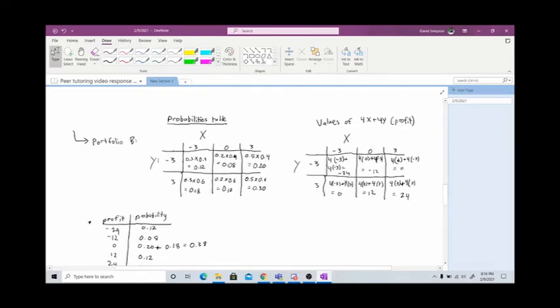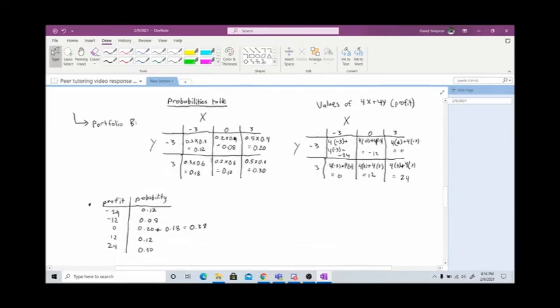And I did this for every one of the cases. For x to be 0 and y to be -3, I multiply the probabilities of each of those events together since they're independent, and I get 0.08. I did the same thing for all of these cells. And so each of these cells represents one possibility and the associated probability of that cell happening, right? On the right table, we have the exact same table. It's identical.